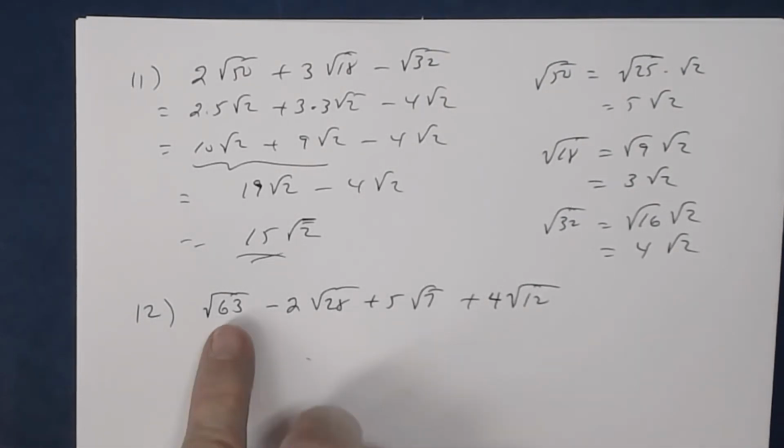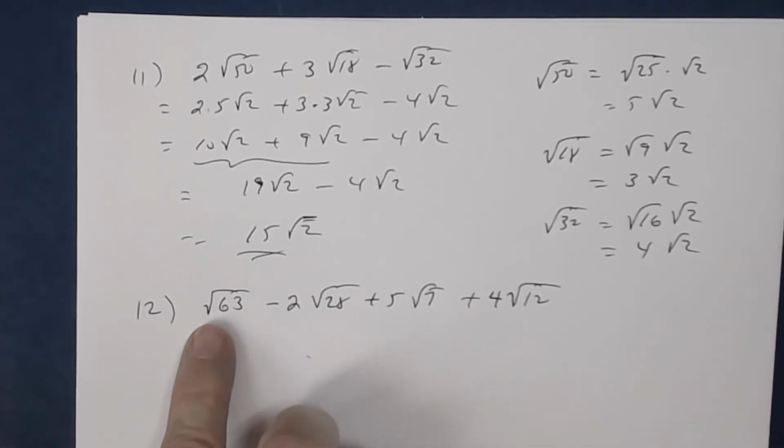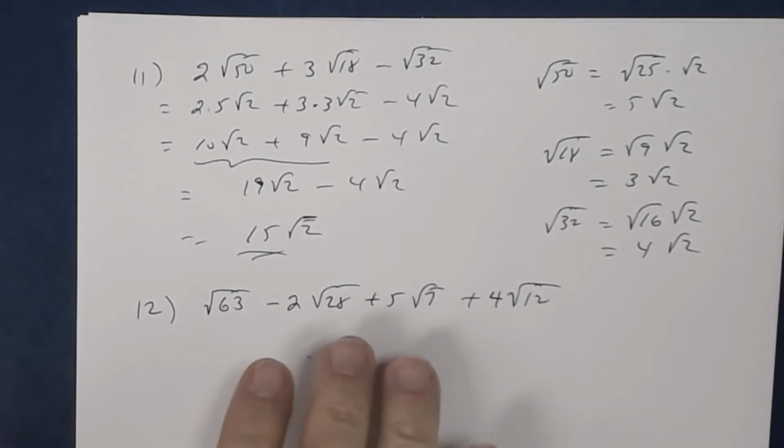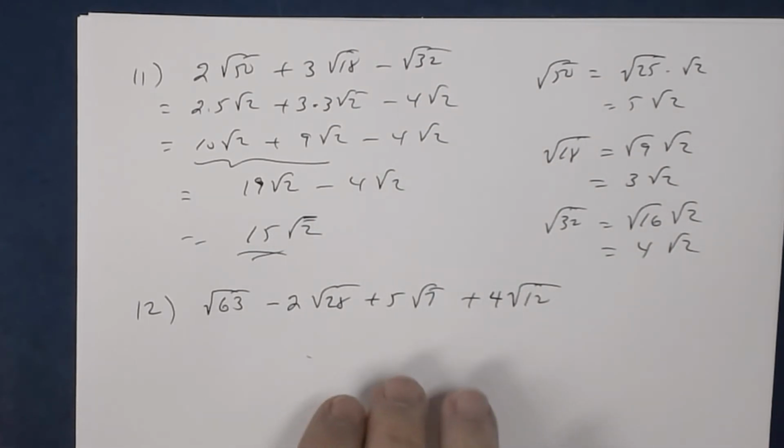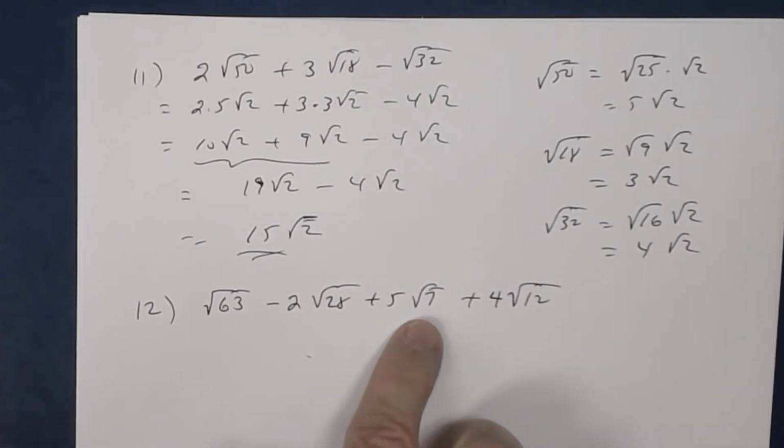Okay, now I have 4 right here. Can I simplify all of those? Or which one can you see right away you can't simplify? This one, right? Because that's a 7. The radicand's a 7. The only perfect square that goes into 7 is 1.